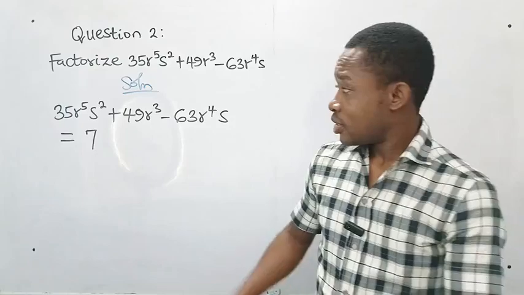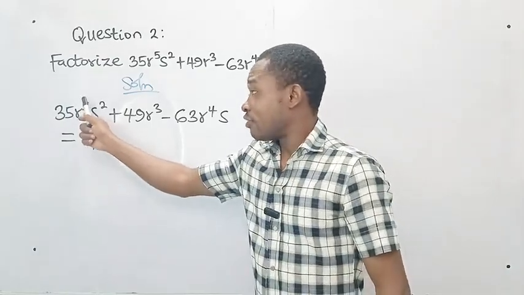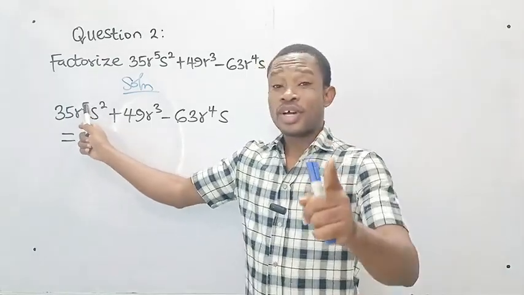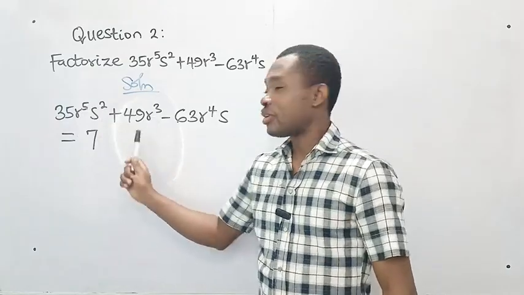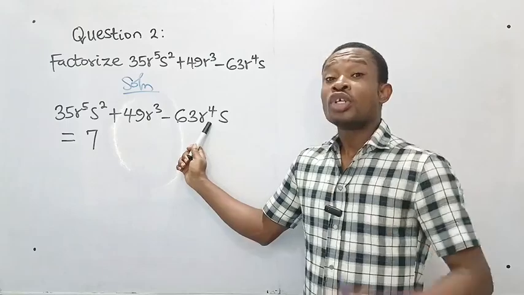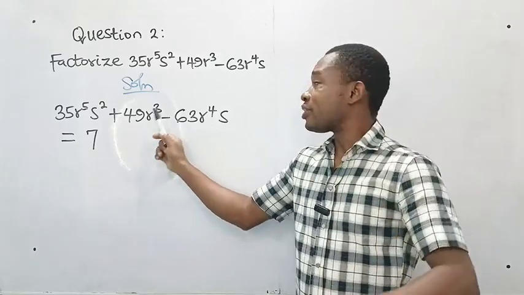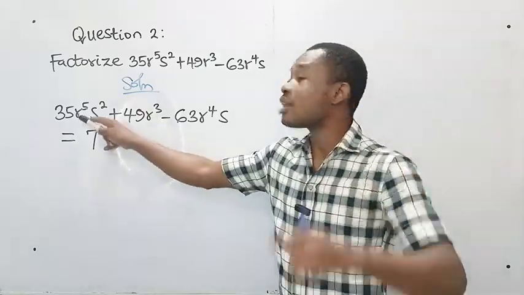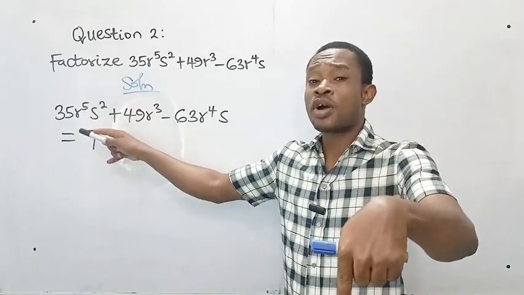The reason is because in this r^5, you can reduce it to r^3, since you have r^3 here. In this r^4, you can reduce it to r^3 also, which means inside r^5, there is r^3.